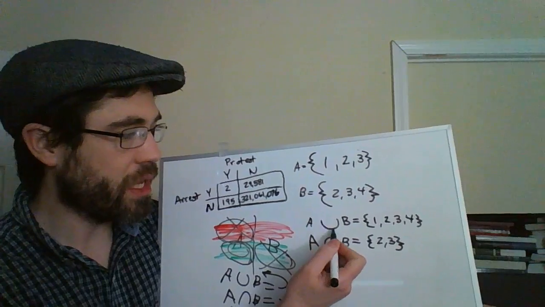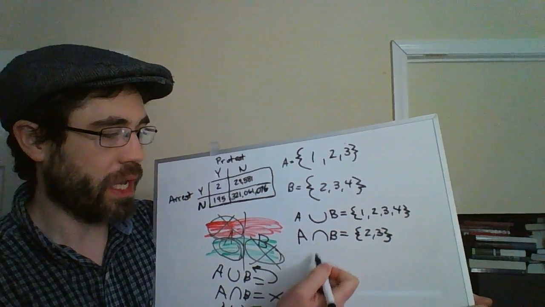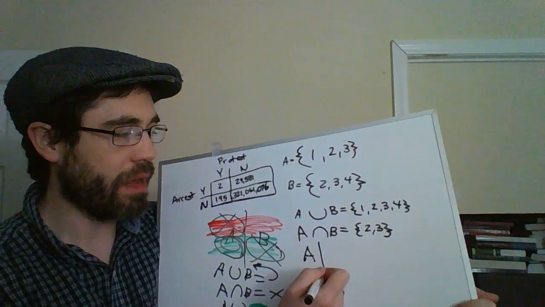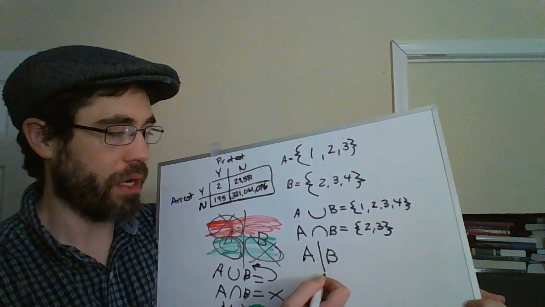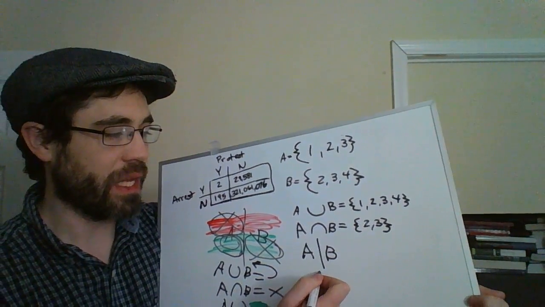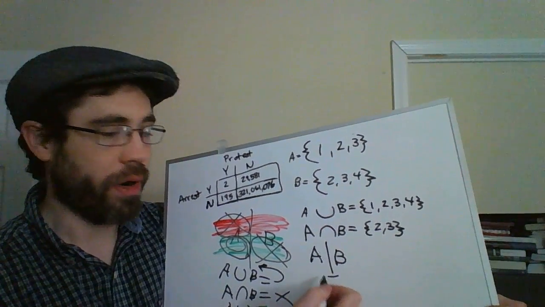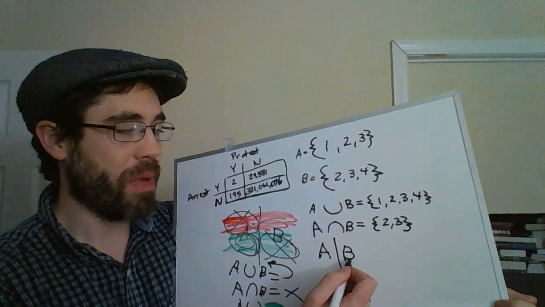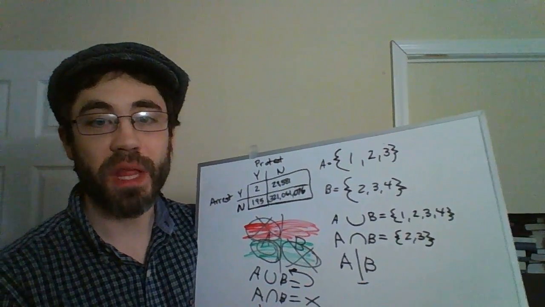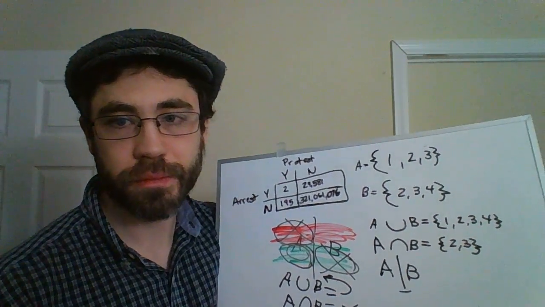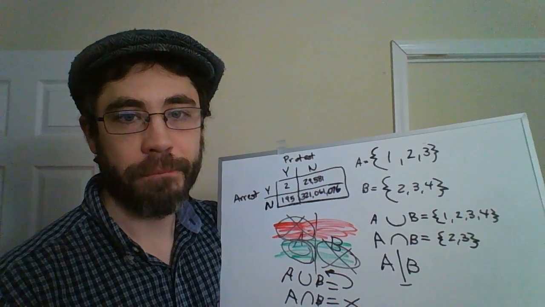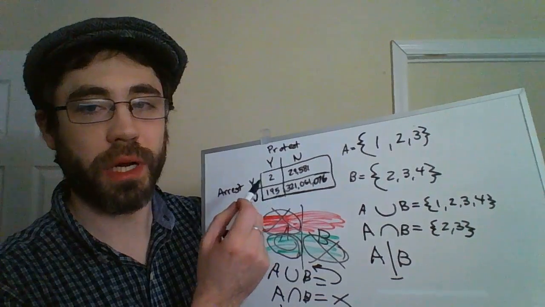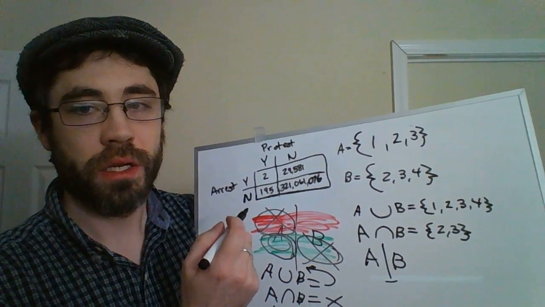So if this is the union, or this is the intersection, and now we want A given B. That vertical bar can be read as given, or you can think of it as an if. If B, what's the probability of A? Going back to our contingency table, we could start to work out some probabilities, right?